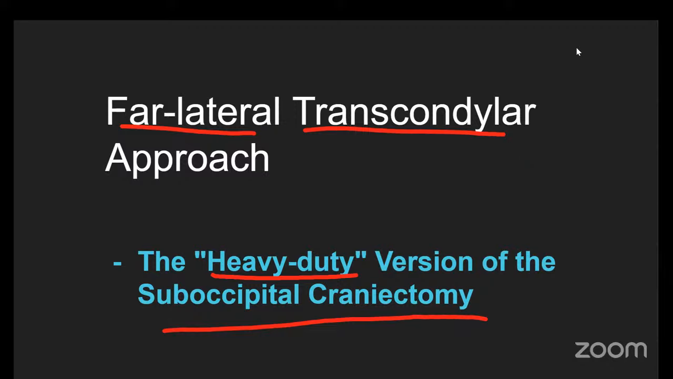Yes, Dr. Abdullah, they are the same, basically. Far lateral transcondylar is a variant. Transcondylar is a variant surgical approach of the far lateral. I'm going to come to that later on.